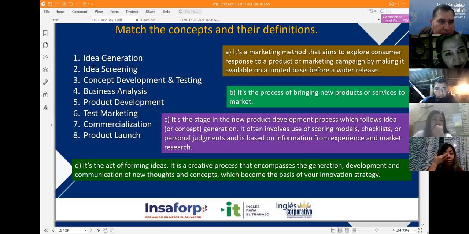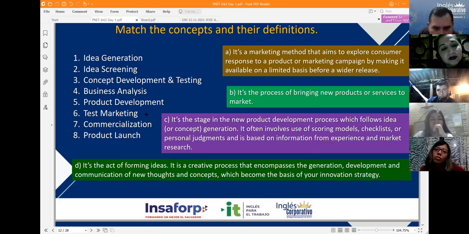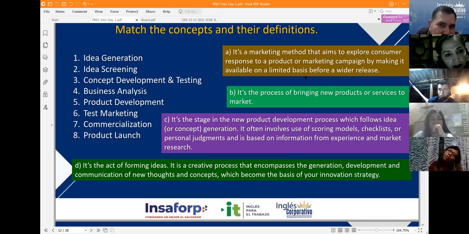Okay, these are the concepts: idea generation, idea screening, concept development and testing, business analysis, product development, test marketing, commercialization, product launch. These are the steps. Now, you have to match them to the definitions. A, it's a marketing method that aims to explore consumer response to a product or marketing campaign by making it available on a limited basis before a wider release.